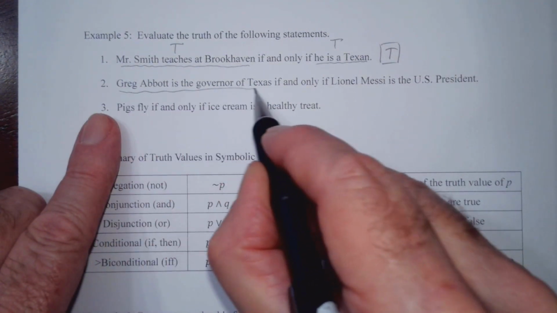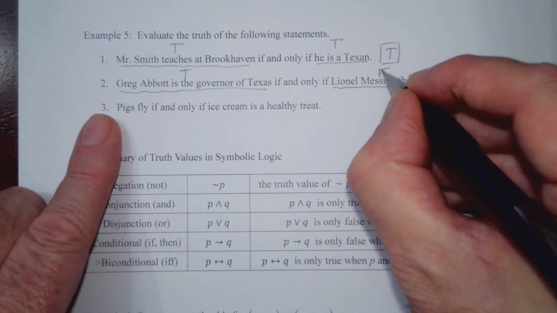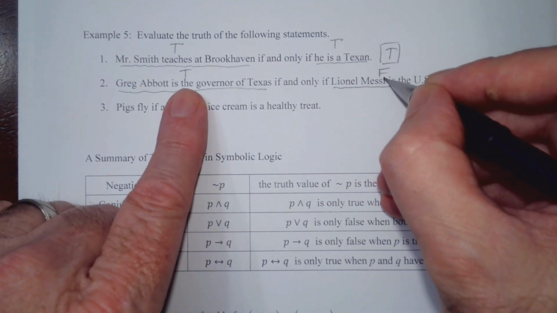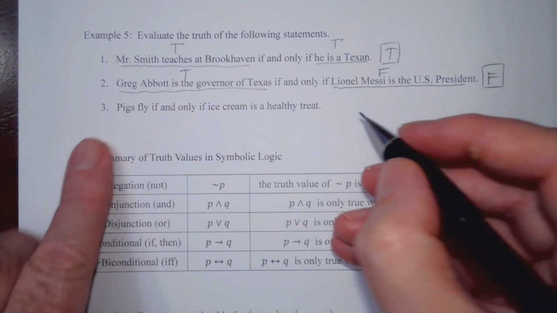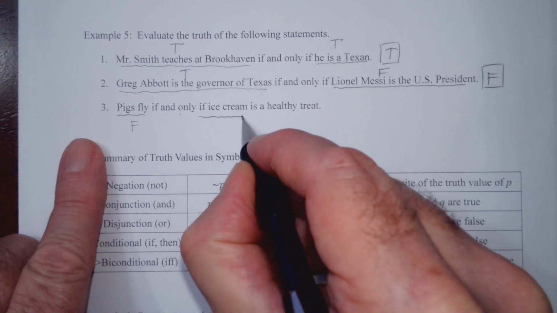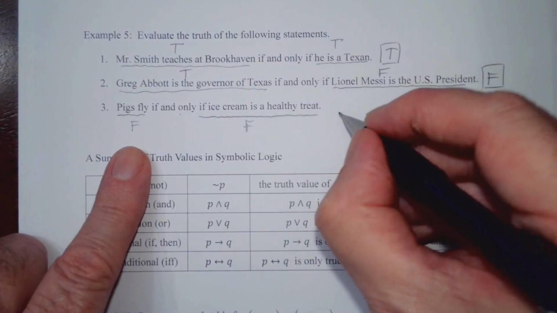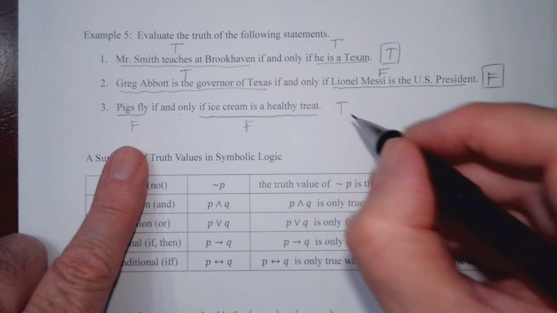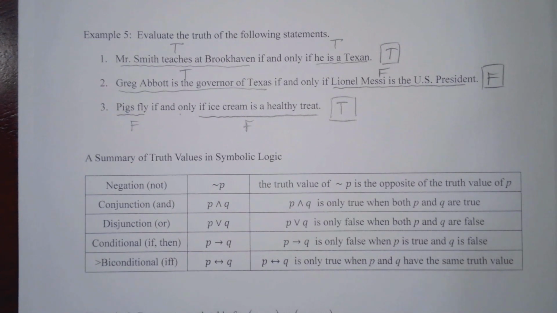Greg Abbott is the governor of Texas. We said that's true. Lionel Messi is the U.S. president. That's false. And again, they don't have the same truth values, and so this will be a false statement. Here we have pigs fly, which is false, if and only if ice cream is a healthy treat, which is also false. And so this is considered a true statement because they're both false. So if they're both true or the statements are both false, then the if and only if statement is true.